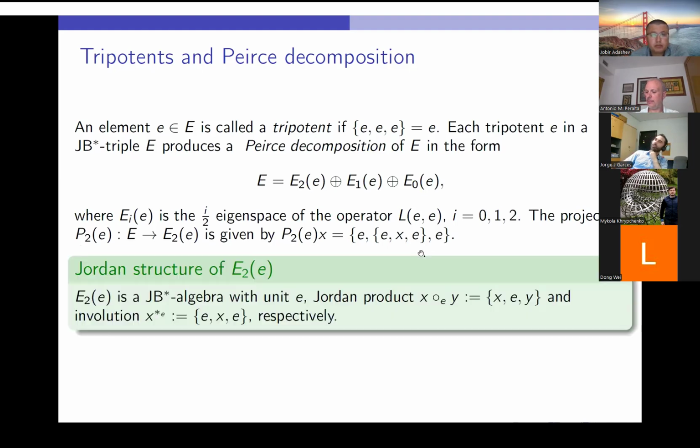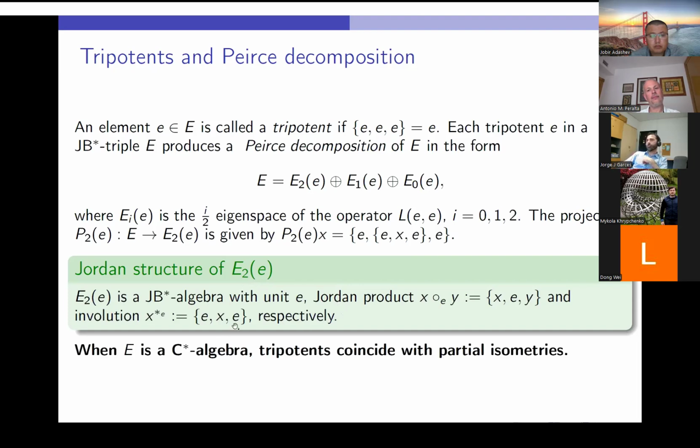Okay. Also, the Pierce two space has an additional structure because it can be endowed with a Jordan product. So it's a J-star algebra, with a Jordan product and an involution. Of course, when A is a C-star algebra, tripotents are partial isometries, and the Pierce two projection relative to a partial isometry that we found at the beginning of the talk coincides with this here. Okay.